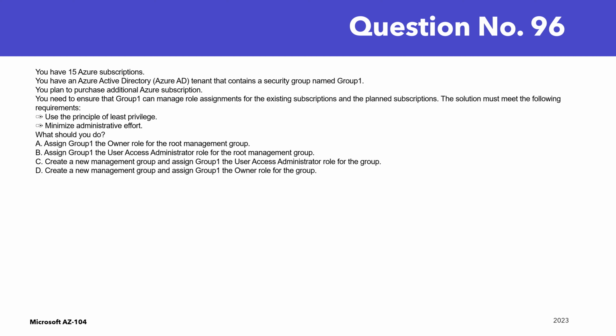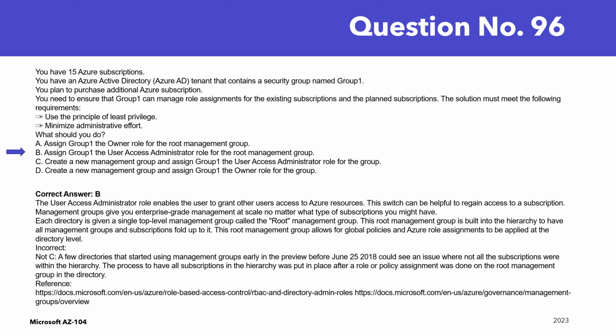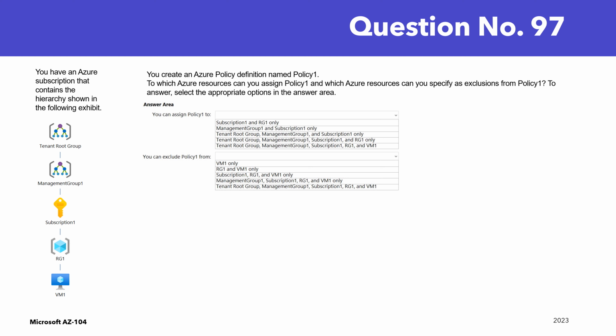A. Assign Group1 the Owner role for the root management group. B. Assign Group1 the User Access Administrator role for the root management group. C. Create a new management group and assign Group1 the User Access Administrator role for the group. D. Create a new management group and assign Group1 the Owner role for the group. Correct answer: B.